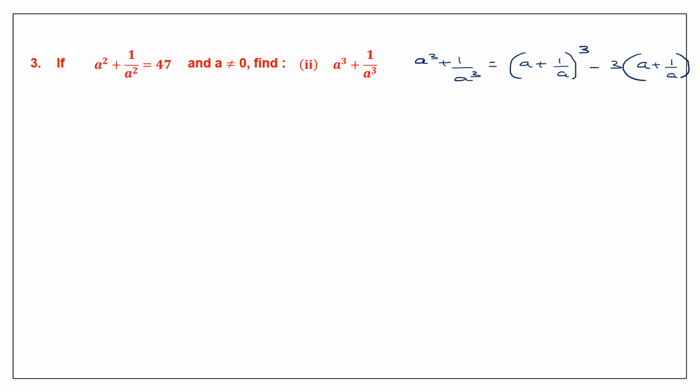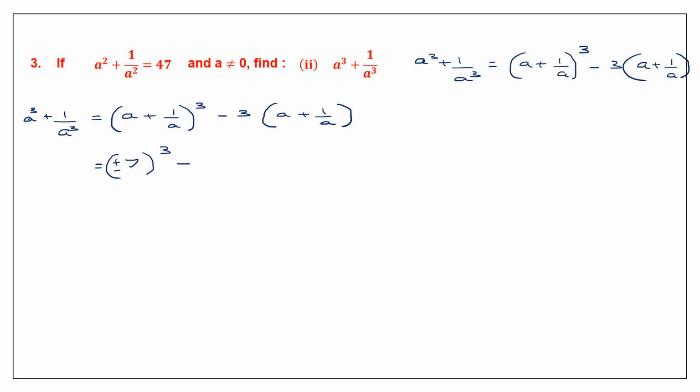So let's write that here. So according to that, a cubed plus 1 by a cubed. We are writing that identity here, that is a plus 1 by a the whole cubed minus 3 into a plus 1 by a. And we have found the value of a plus 1 by a, isn't it? Plus or minus 7 the whole cube. So plus or minus 7 cubed minus 3 into plus or minus 7, because that is a plus 1 by a.